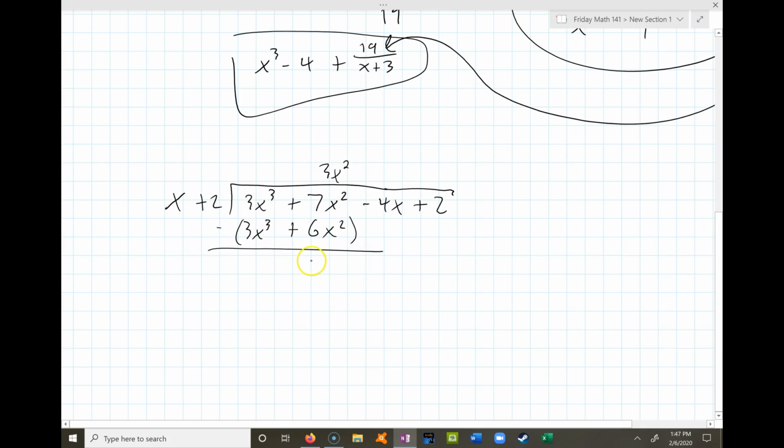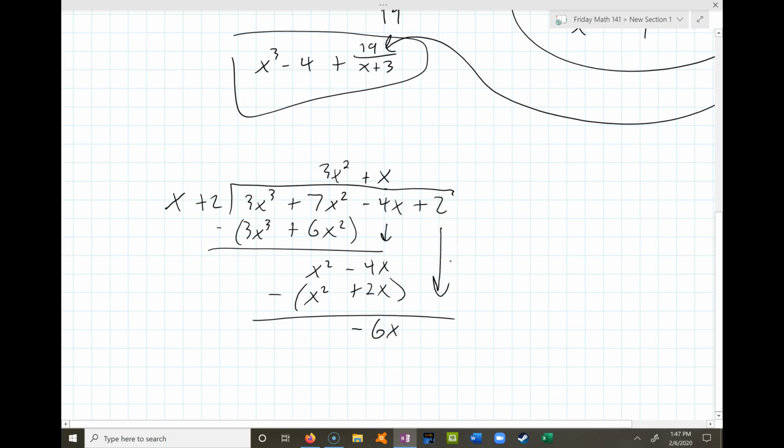That would just be x squared. Bring the minus 4x down. And I do the whole process again. What times x equals x squared? That must be plus x. x times x is x squared. x times 2 is positive 2x. And then I subtract again. x squared minus x squared is 0. Negative 4x minus 2x would be negative 6x.